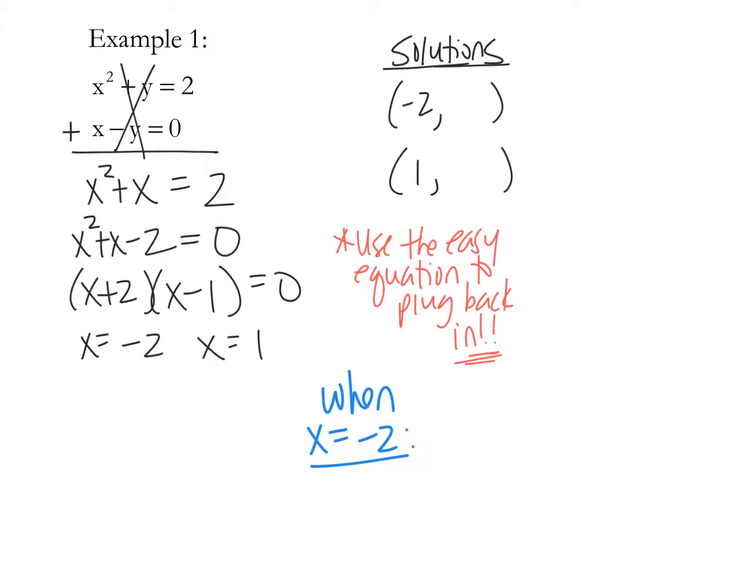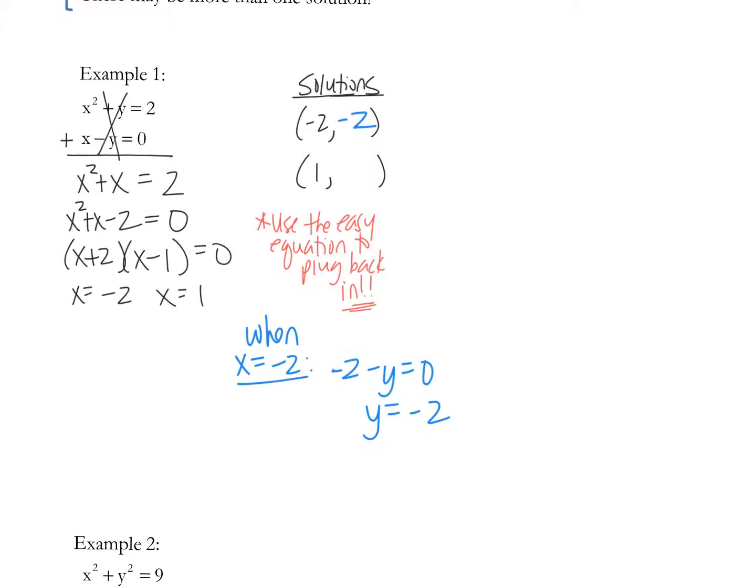So I'm just going to use this equation and I'm going to plug in the negative 2 for x. I get negative 2 minus y equals 0. This means that y equals negative 2. Sweet. So when x equals negative 2, I now know the y value. I have to do the same thing for when x equals 1. So I'm going to do that one, and then I'm going to be finished.